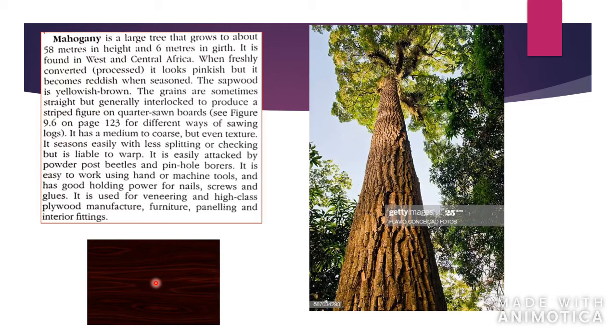When freshly converted or cut, it looks pinkish, but it becomes reddish when seasoned. So before it is dried out, it would look pinkish, and then when it becomes dried out or seasoned, it takes a darker reddish color. Okay, it's good for holding nails and screws and so on. So it's a very good furniture making wood. Furniture, paneling, interior fittings, and so on.